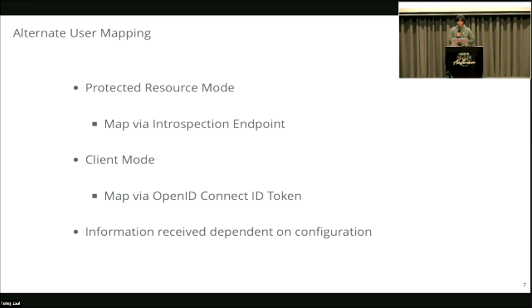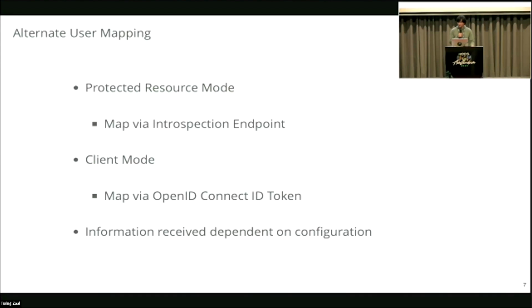One thing to take note of is that we get our data from different sources depending on the mode you're in. So alternate user mapping does work in both protected resource mode as well as the client mode of the HTTP API. In protected resource mode, we do get our data via the introspection endpoint. That's an OAuth 2.0 feature. And in client mode, we get it directly from the OpenID Connect ID token.